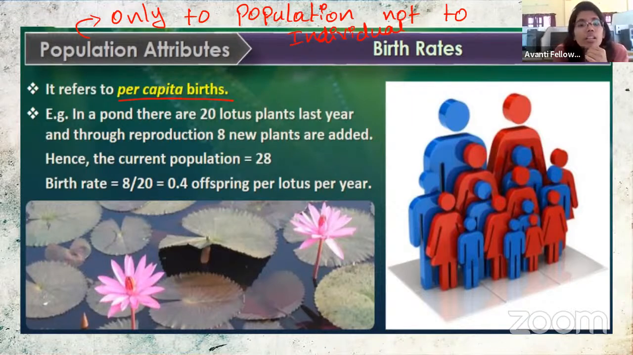How do we calculate the birth rate? We need to write how many organisms have been born. So let's say 8 lotus plants have been born in the pond. Initially there were 20, so 8 divided by 20. Now the answer is 0.4. The birth rate is 0.4. The birth rate has increased. Is it clear?